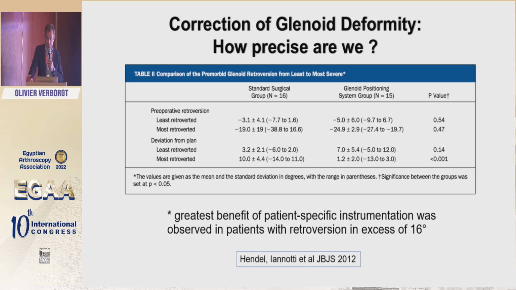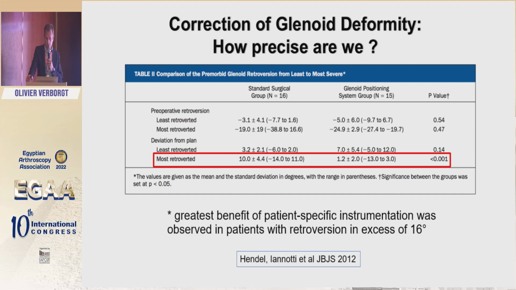And if we do that using standard instrumentation, we have learned already a couple of years ago in this landmark paper from the Iannotti group in the Cleveland Clinic that we're not so precise as we thought we were. And the more deformity there is, the less precise we get. And this is up to 10 degrees of difference between what we think we're doing compared to what we actually did. So that's not very good.